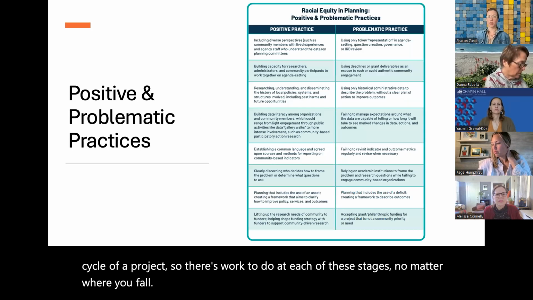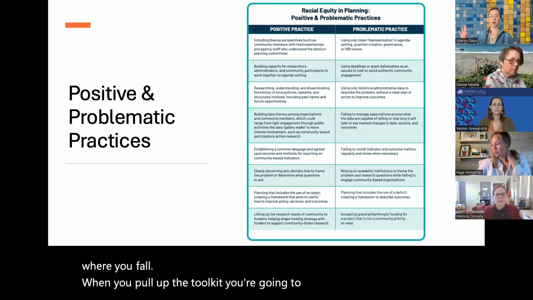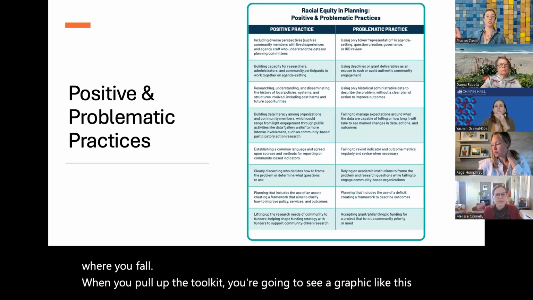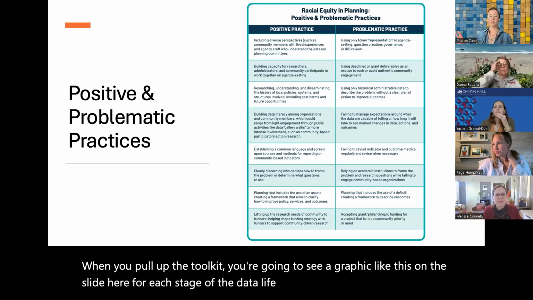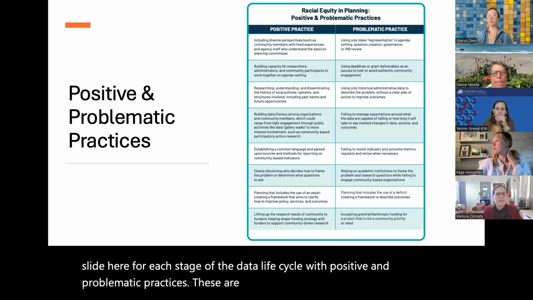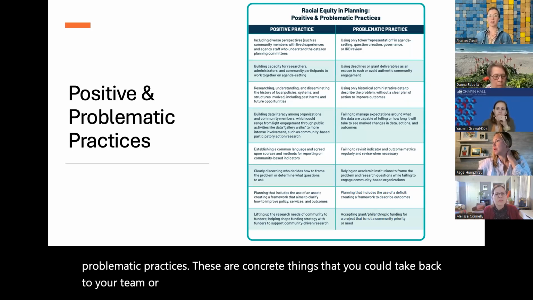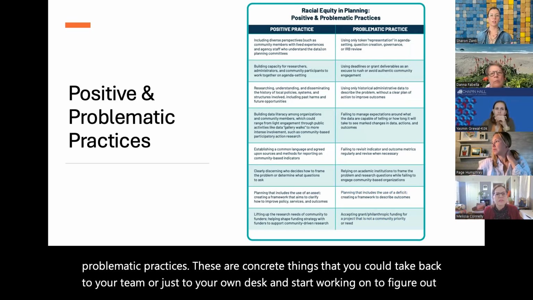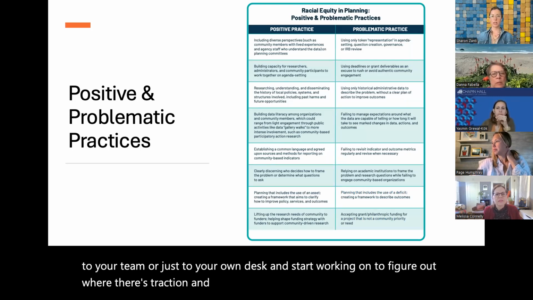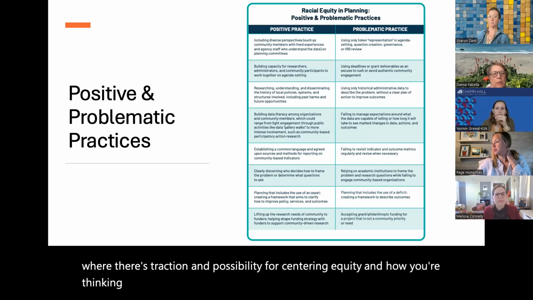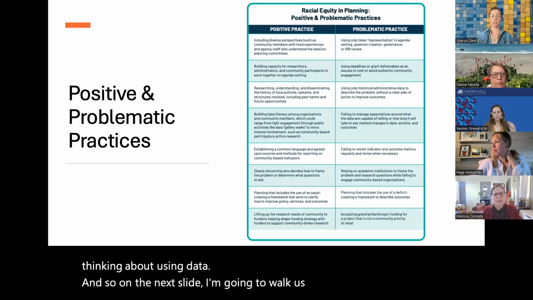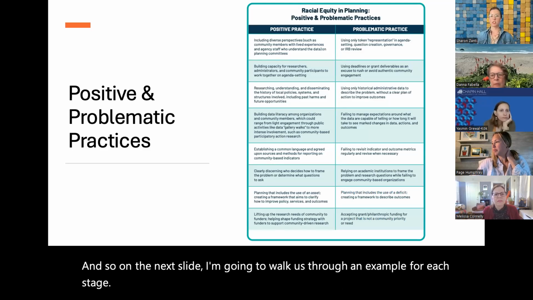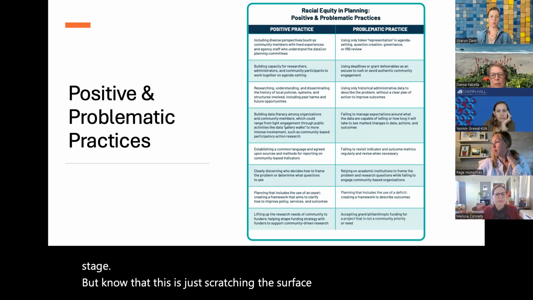When you pull up the toolkit, you're going to see a graphic like this on the slide here for each stage of the data lifecycle with positive and problematic practices. These are concrete things that you could take back to your team or just to your own desk and start working on to figure out where there's traction and possibility for centering equity and how you're thinking about and using data. And so on the next slides, I'm going to walk us through an example for each stage, but know that this is just scratching the surface. There's much more in the toolkit.